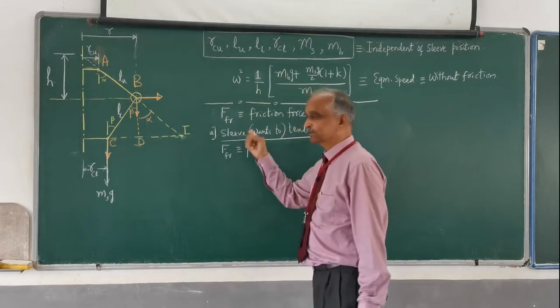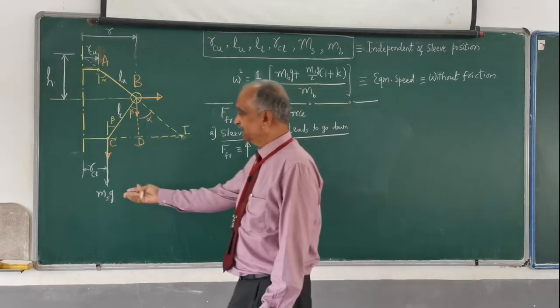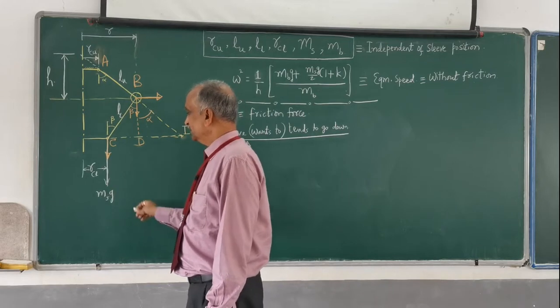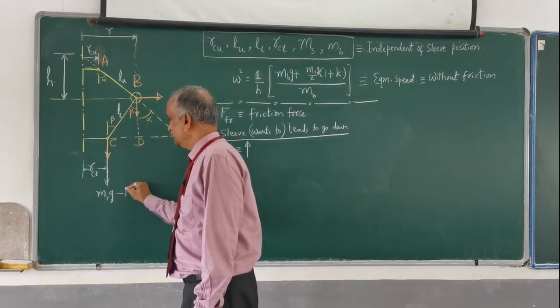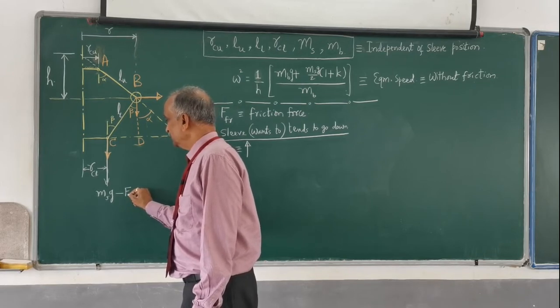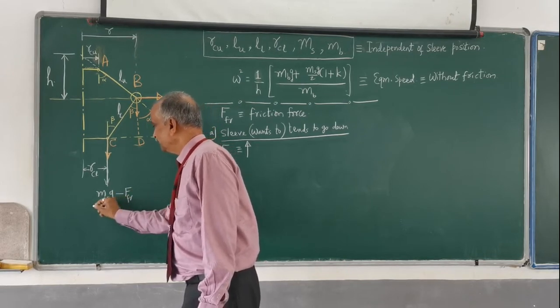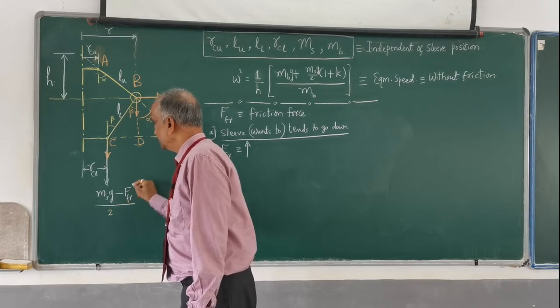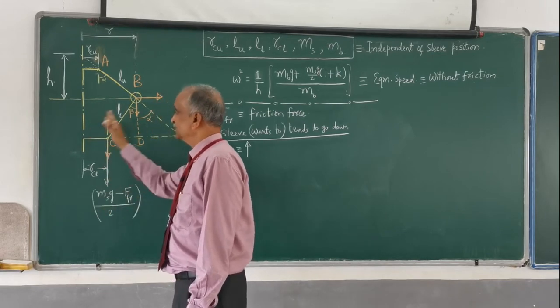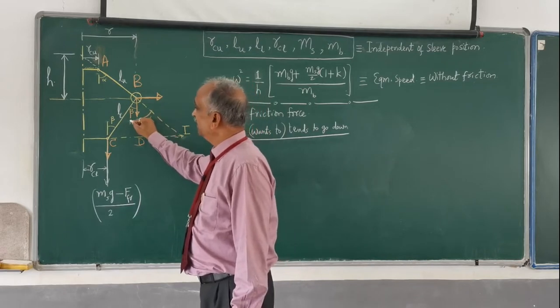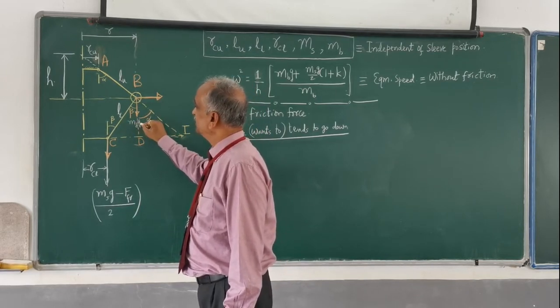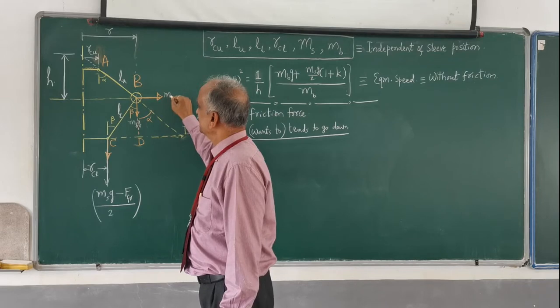The friction force is in the upward direction and Ms into g is in the downward direction, and therefore the net force in the downward direction is equal to Ms into g minus Fr divided by 2. Why divided by 2? Because I am considering only half of it. And all other forces remain the same, mv into g, and here it is mv.